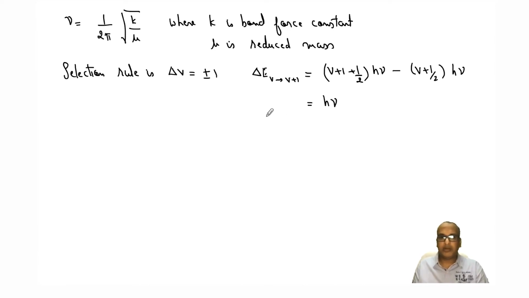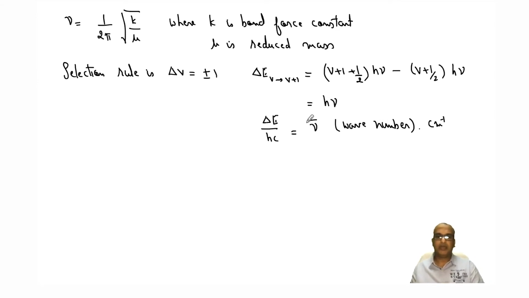Or we can say delta E divided by hc, and you can call it nu bar, right? So this is wave number, and the units are centimeter inverse, right? So typically in spectroscopy, sometimes wave numbers are used, sometimes lambda is used, but typically in vibrational spectroscopy wave numbers are used, so that's why I've written it like wave number.